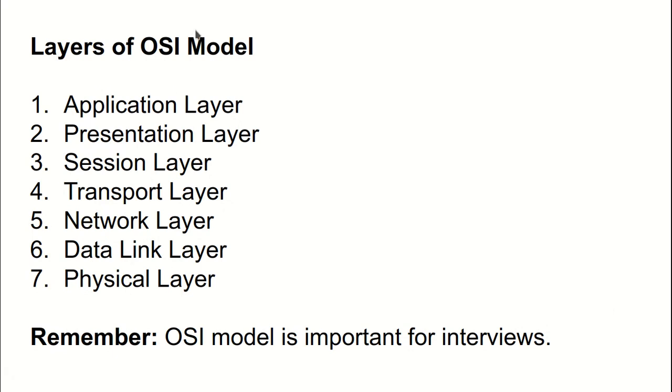As you can see, the layers of the OSI model are: the first one is the application layer, the second is presentation, then session, transport, network, data link, and the physical layer. So these are the 7 layers of the OSI model through which the data will be transferred from the application layer to the physical layer.